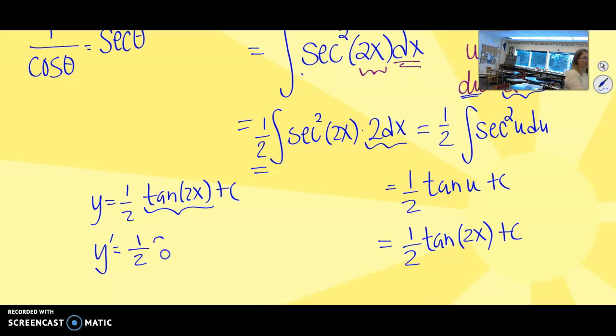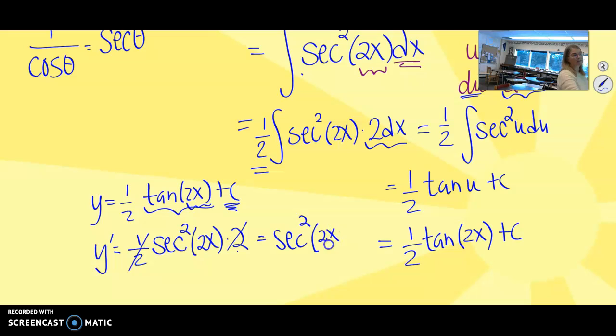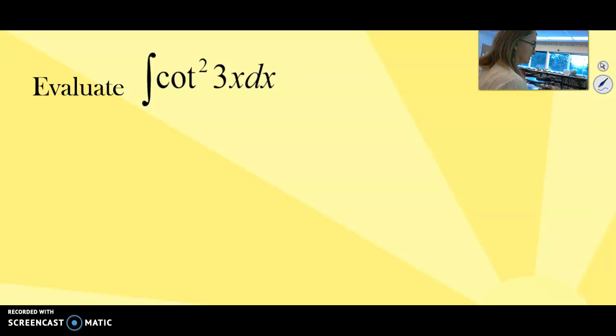And I get the derivative of tangent is secant squared of 2x, and then I have to multiply by the derivative of the inside, which is 2. The 1/2 and that 2 will cancel each other out, and again the derivative of c is 0, so I end up with secant squared of 2x, which checks out, so that's what we wanted to get. Okay, so let's do one more example here.